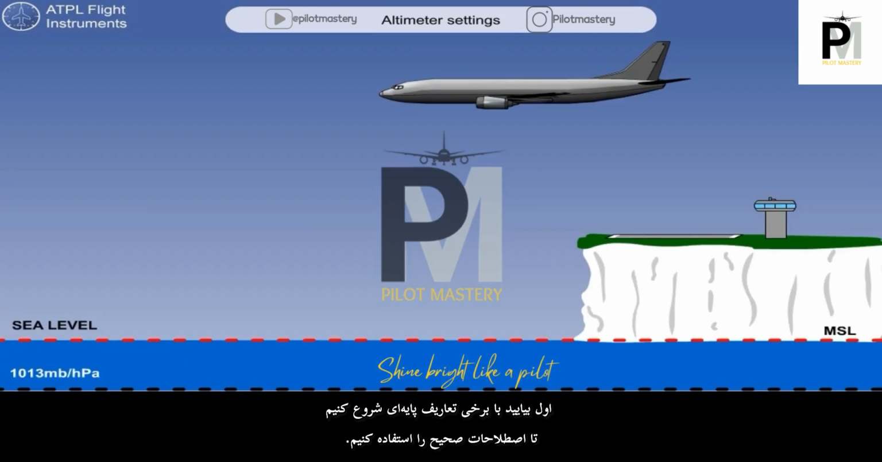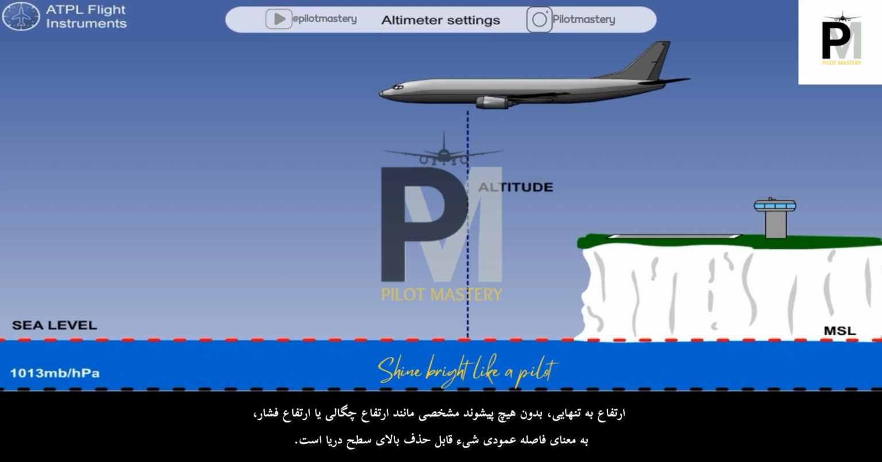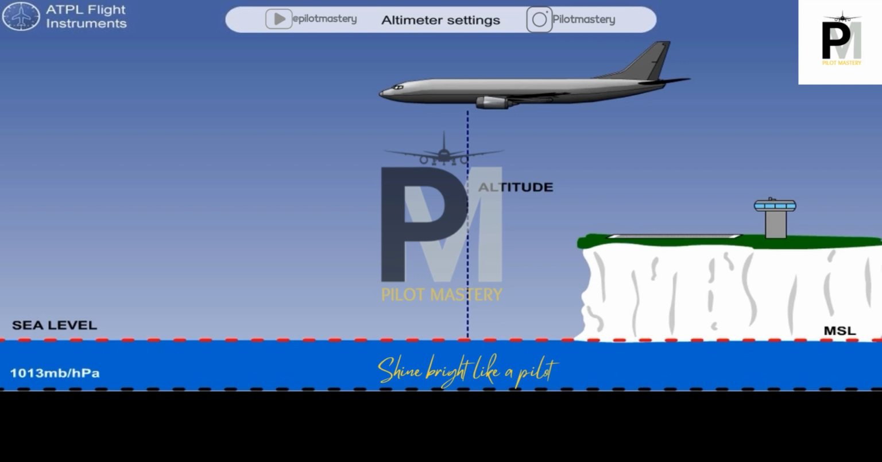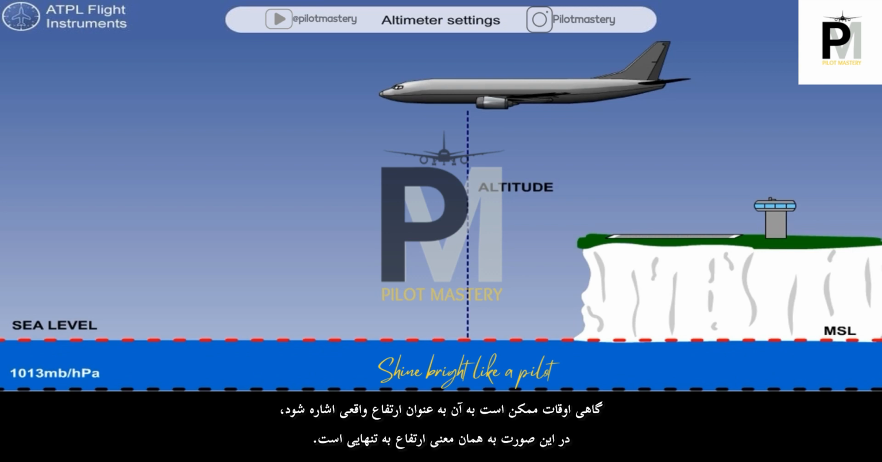First, let's start with some basic definitions, so that we use the correct terminology. Altitude, when used on its own, without any qualifying prefix, such as density altitude or pressure altitude, means the vertical distance of a movable object above mean sea level. Sometimes it can be referred to as true altitude, in which case it means just the same thing as altitude on its own.